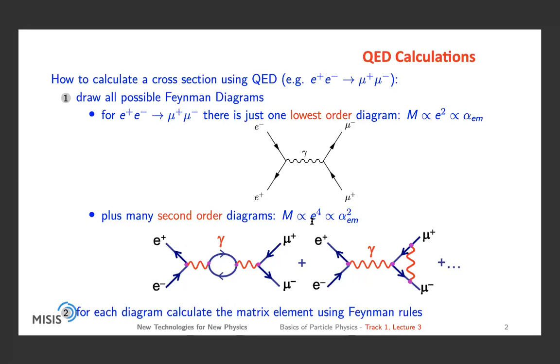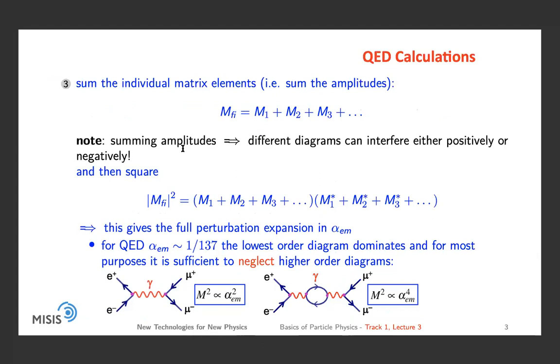So it means we add another factor of e squared, and the overall amplitude starts to become proportional to alpha electromagnetic squared. Then in principle, for each diagram, we would need to calculate the matrix element using Feynman rules, which again were outlined in the lecture. Then sum the individual matrix elements, meaning sum the amplitudes.